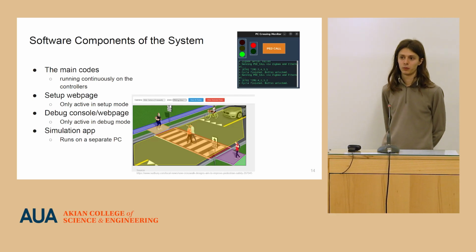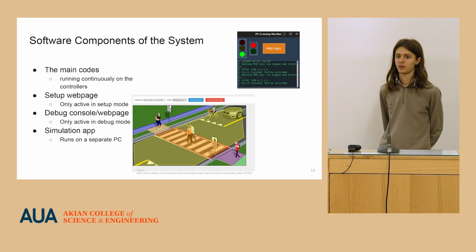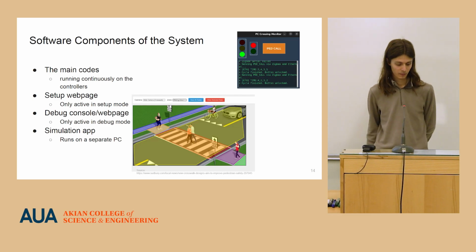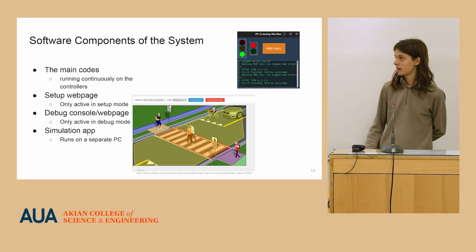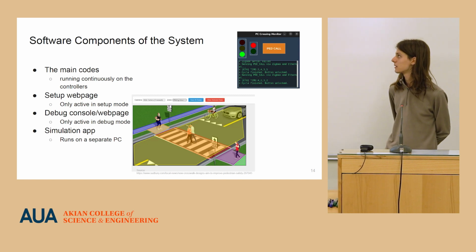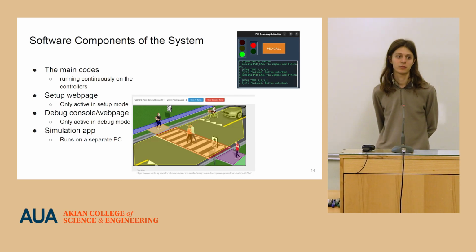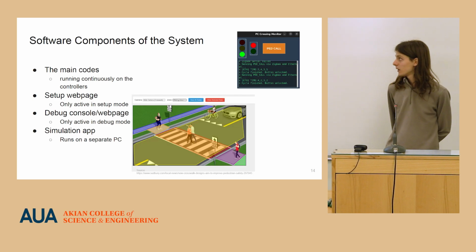These zones will be later used to count the number of cars and pedestrians in each zone and make decisions based on that. It also has a simulation app that you can see on the top. It has just a simple 2 traffic light and a button where you can press it and it simulates a pedestrian call.